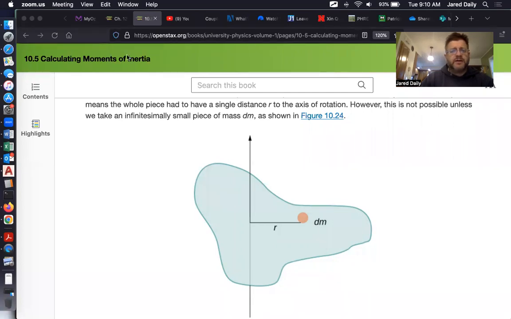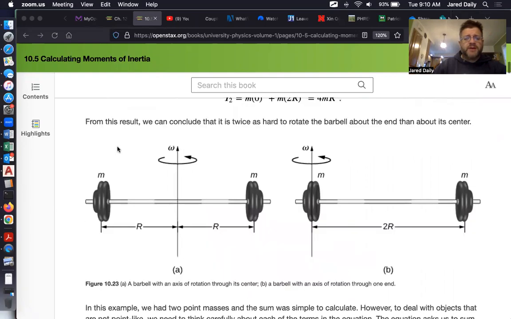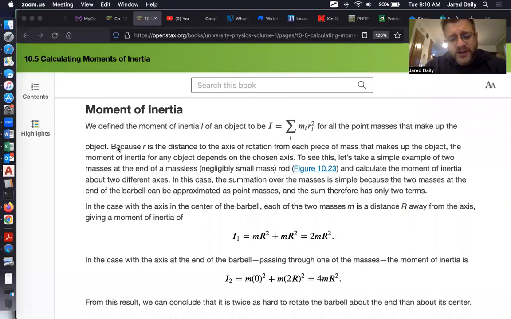All right, so now we're going to cover chapter 10.5 through the end of chapter 10. Try to do this in the best way possible so that you can use this stuff in your homework. We're talking about moment of inertia. The moment of inertia is a way of understanding how the mass is distributed for an object that's rotating.